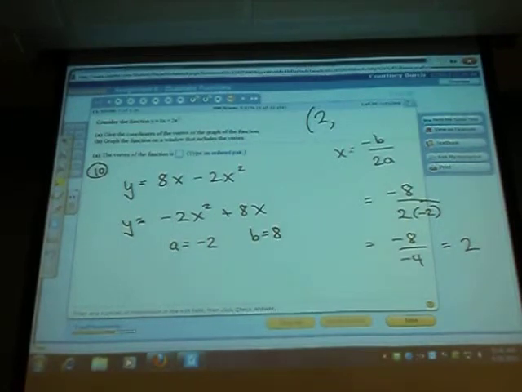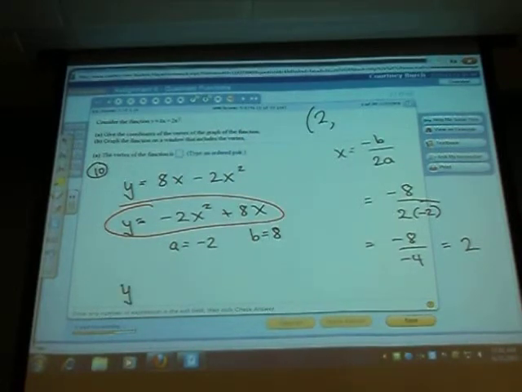Okay, once we know our x, I want to go back to my equation here and plug in x is 2. Now 2 squared is 4. I have to square that first.